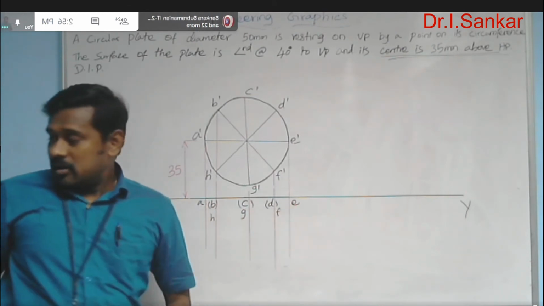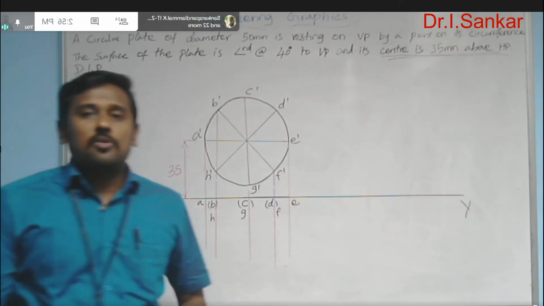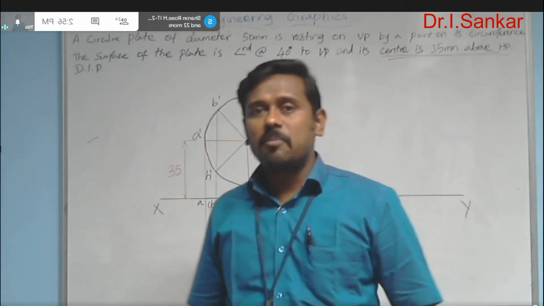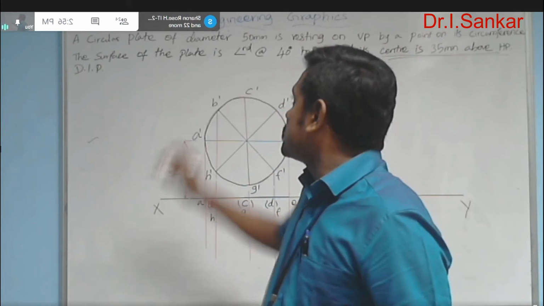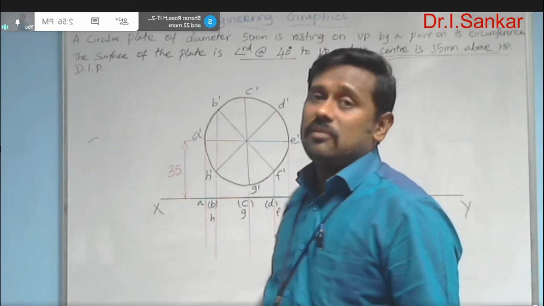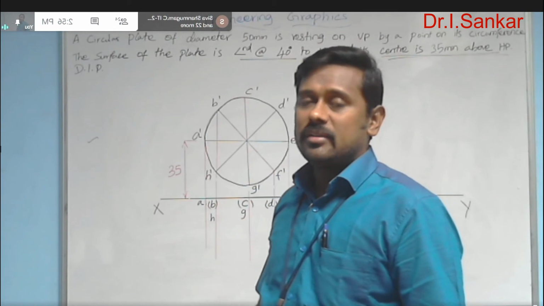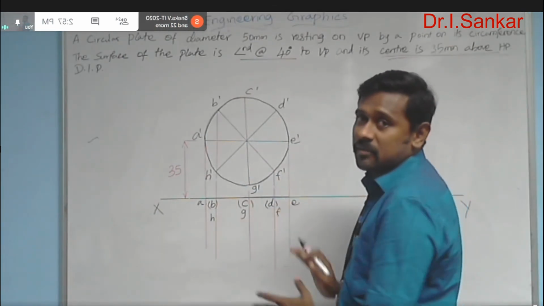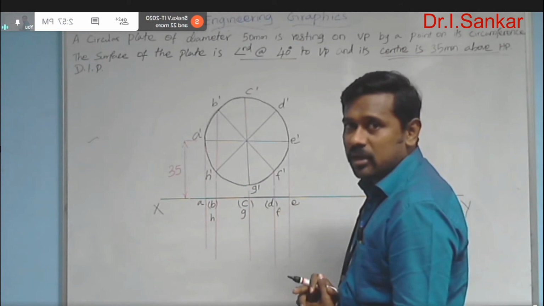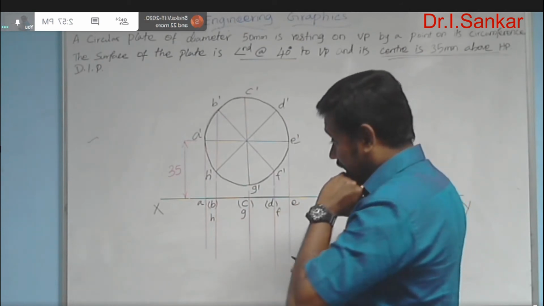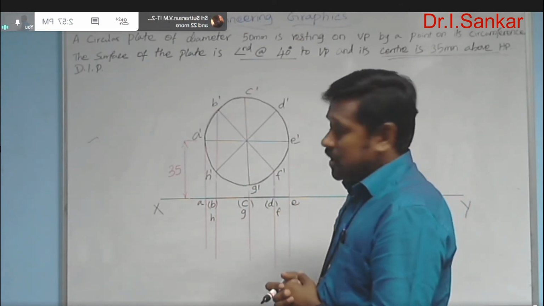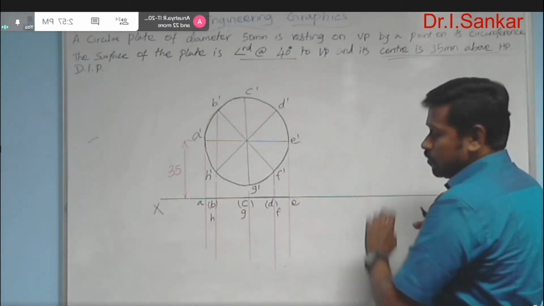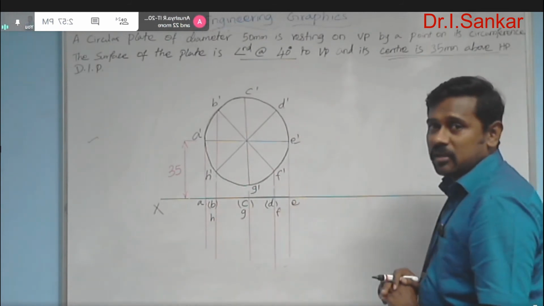And then in the question, the next step is you have to incorporate the surface inclination of the plate with respect to the vertical plane. Here the surface inclination is given as 40 degrees with respect to VP. Now the plate is simply resting on the vertical plane, and there is no angle of inclination between the plate and the vertical plane. But as per the question, you need to make it inclined to VP at 40 degrees.